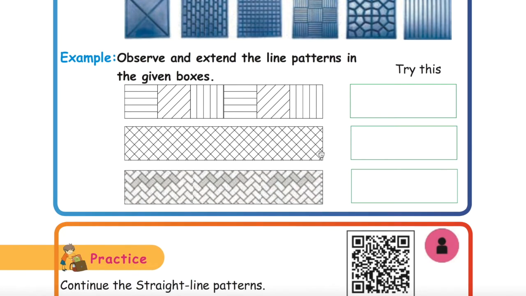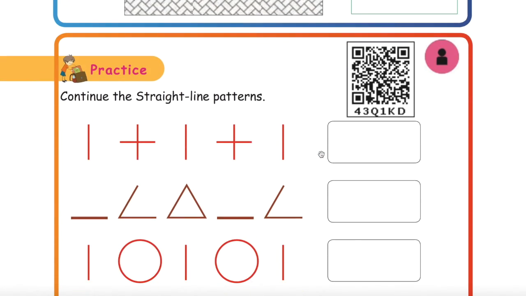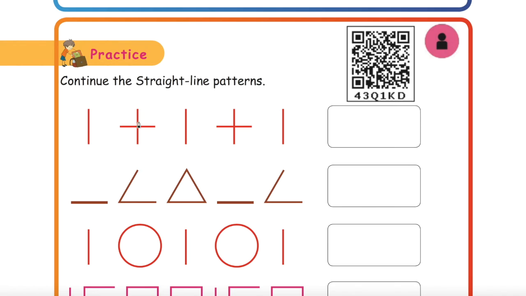That you can do, I know. Continue the straight line pattern. This plus, this plus, this plus. Here you have to get a plus. Plus like this. That is what has been asked. Plus. Now this is a triangle.